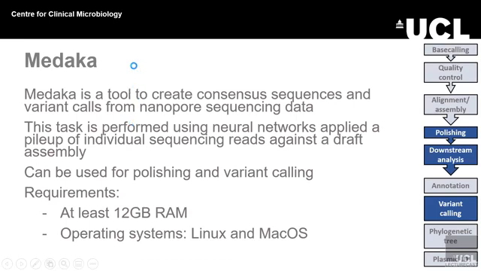Then, as I mentioned, because Oxford Nanopore data is not necessarily as accurate, you might need to polish your assembly or your contigs. Medaka is a really useful tool. It has lots of different functions, but it's helpful to polish your assembly to make sure that it's as accurate as possible. The two uses I have for it are polishing, and you can also use it for variant calling. Again, you need at least 12 gigs of RAM, and you can use Linux or Mac to run it.